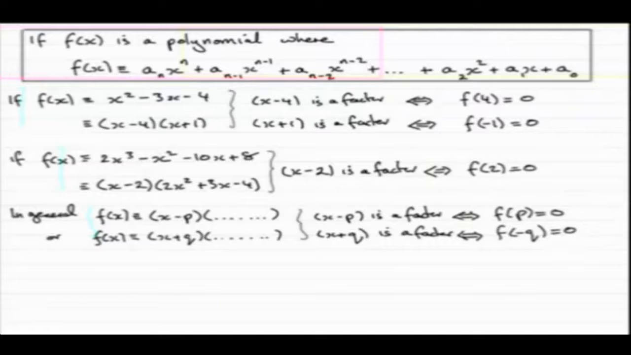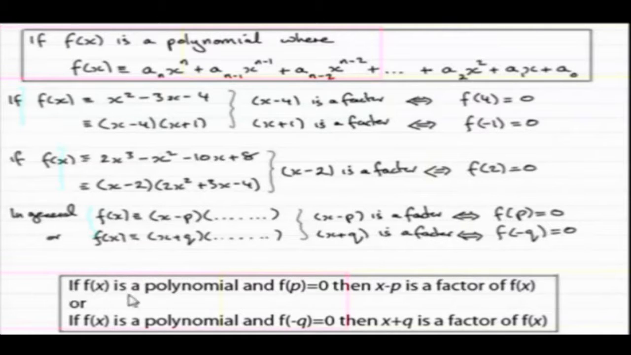So I've summarized it for you here: if f of x is a polynomial and f of p equals 0, then x minus p is a factor of f of x. Or if f of x is a polynomial and f of minus q equals 0, then x plus q is a factor of f of x. And we can use this idea to help factorize polynomials, especially cubic polynomials and above. Okay? So I hope you'll look at that tutorial. Well, that brings us to the end of this tutorial on what the factor theorem is.